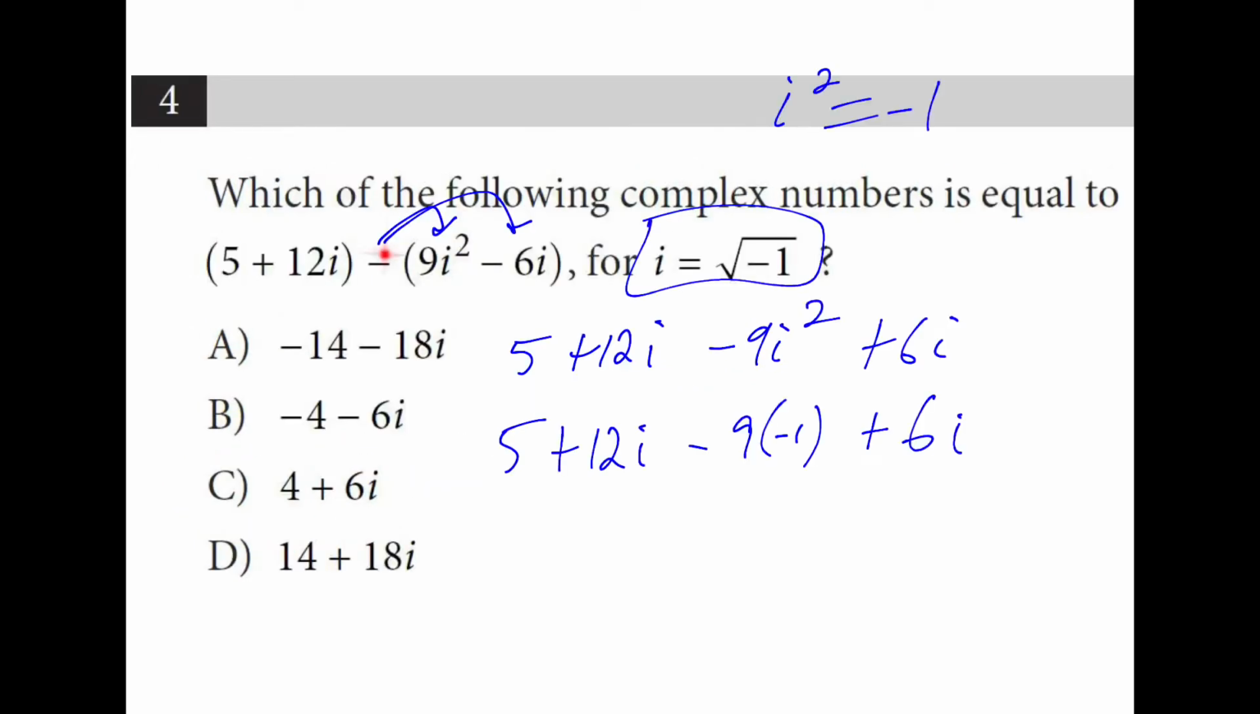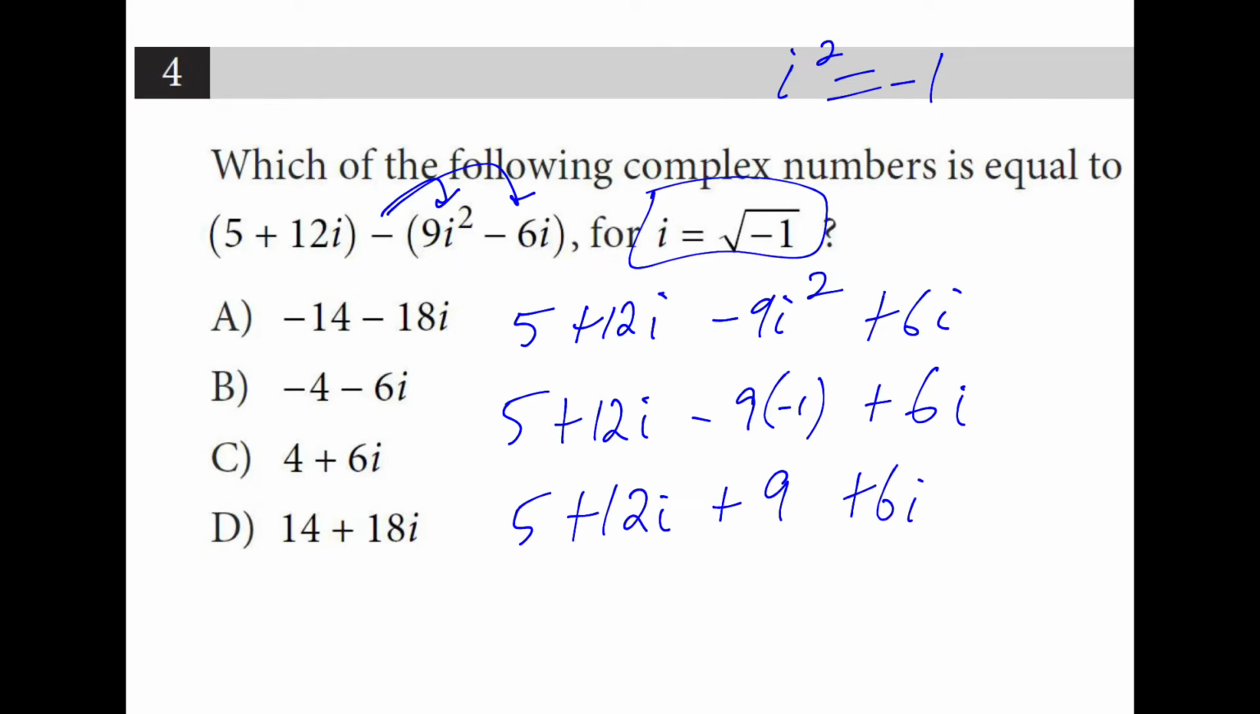The first thing to do is to distribute this negative, which is really a negative 1, and it also is distributed over here to the negative 6i, so that becomes a positive 6i. The next thing to do is to recognize that because i is equal to the square root of negative 1, i squared is equal to negative 1. So we can replace this 9i squared with 9 times negative 1.